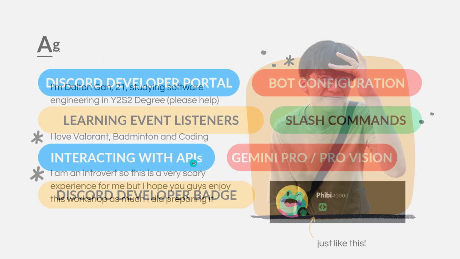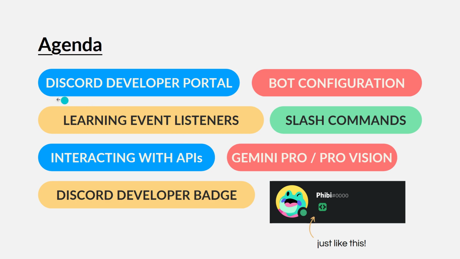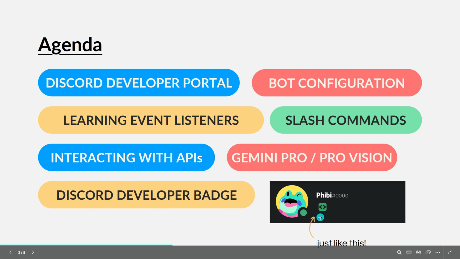Now, before we start, we're going to be learning about the Discord developer portal, the bot configuration, event listeners and commands, interacting with different APIs, as well as incorporating Gemini Pro and Pro Vision into our Discord bot. Lastly, we're going to be claiming our Discord developer badge after 24 hours, which will look something like this on your Discord profile.